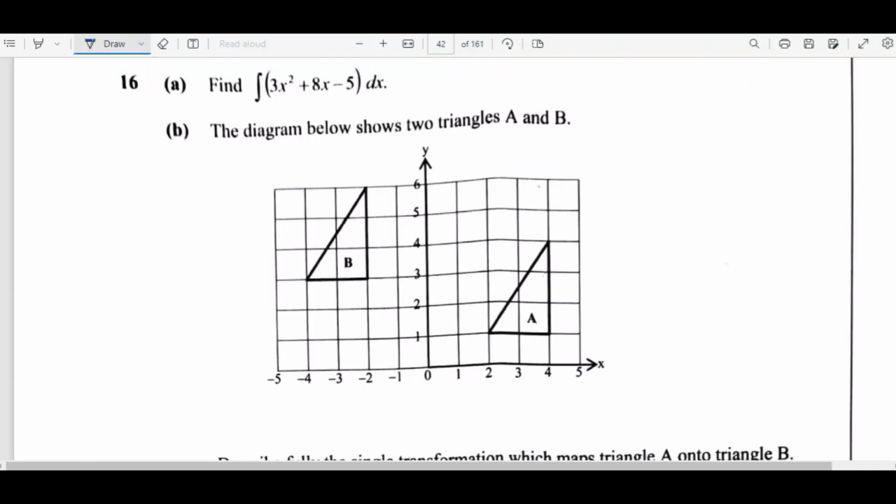Welcome friends, in this video we are going to look at the Mathematics Paper 1 for the year 2019, and we are going to begin with question 16a, where we are told to find the integral of (3x² + 8x − 5) dx. So we are finding the integral of the given function. We write the expression: in brackets we have 3x² + 8x − 5, then dx.